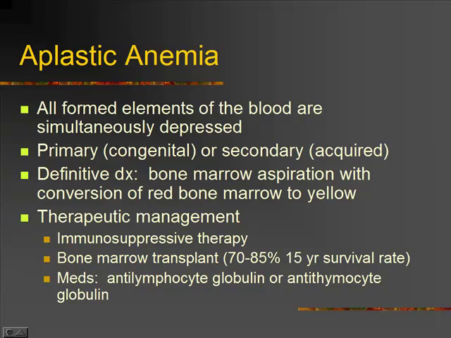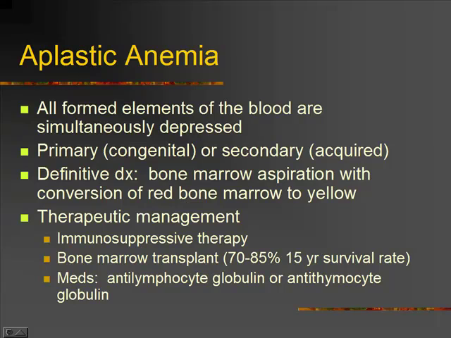Okay, aplastic anemia. This means that everything is decreased, not just one part of the blood, not just the red blood cells or the white blood cells, but across the board everything is decreased. This can be primary, congenital, or it can be secondary, caused by something else. And so to get a definitive diagnosis on this, we have to do a bone marrow aspirate, and we'll see that the normal red bone marrow has turned yellow.